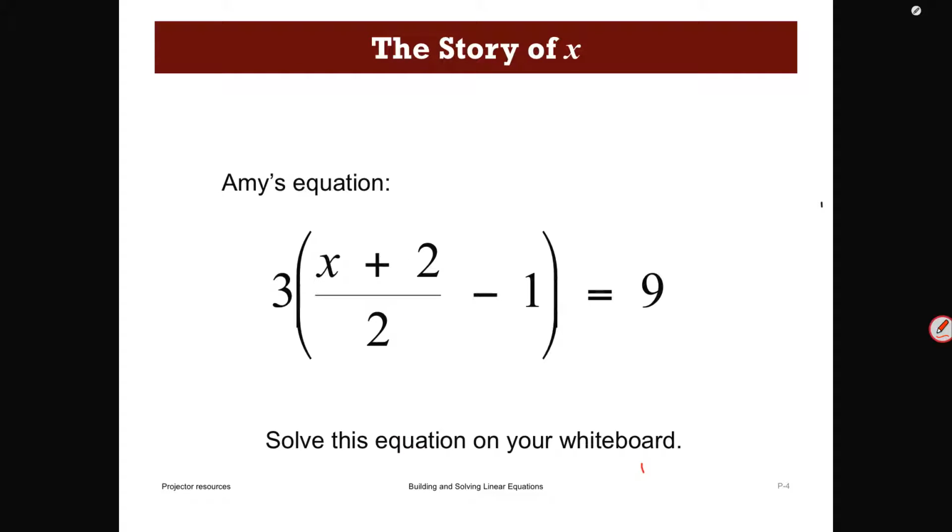Okay. So now every x in an equation has a story, right? So here's Amy's equation. I want you to solve this on your whiteboard.